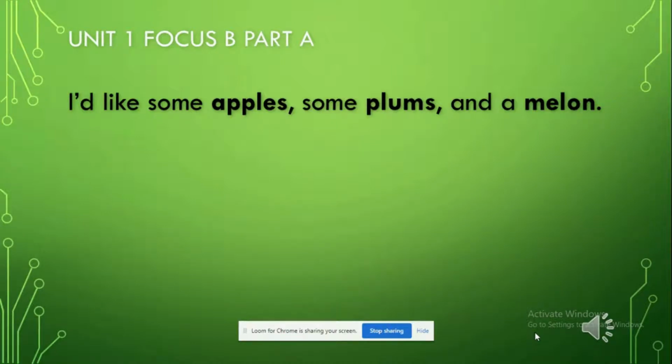Alright, so it's the up, up, down intonation. I'd like some apples, some plums, and a melon.